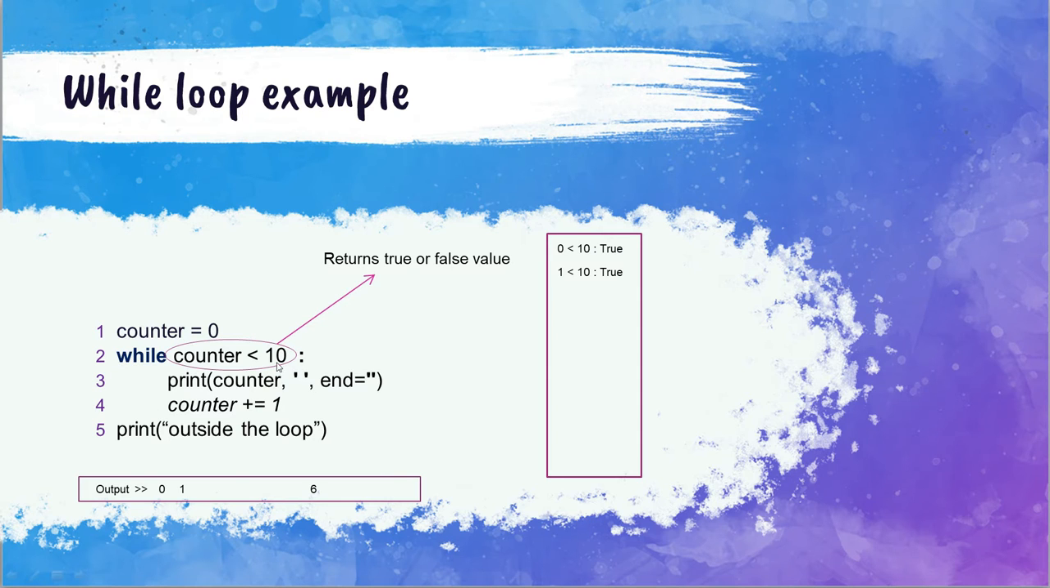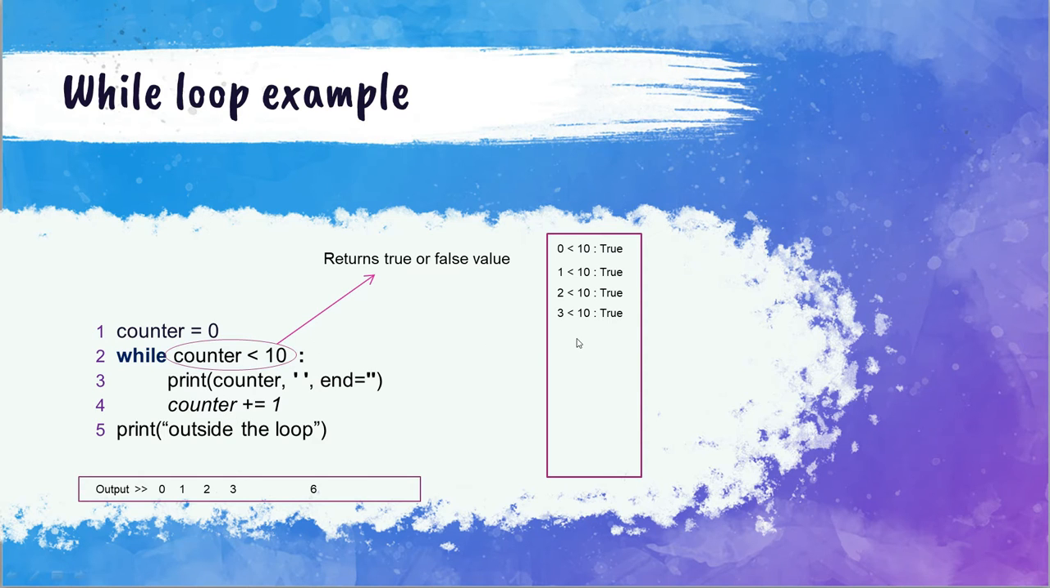So back to line 2, now counter is 2, and we compare, is 2 less than 10? The answer is true, so we go inside the loop, and line 3 prints 2, and line 4 increases counter by 1, and counter is now 3. So we keep going back, it's repetitive. Now counter is 3, compare 3 with 10, the answer is true, so we go inside the loop and print 3, line 4 increases 3 by 1, and now counter is 4.